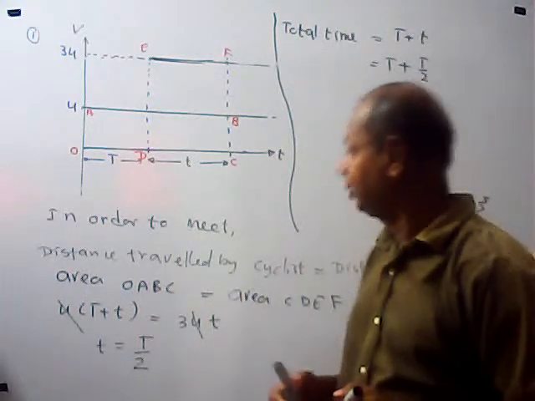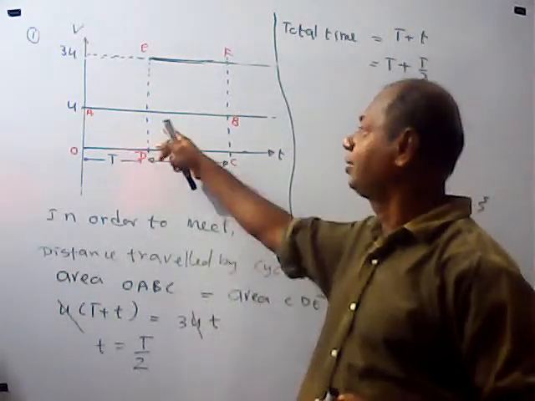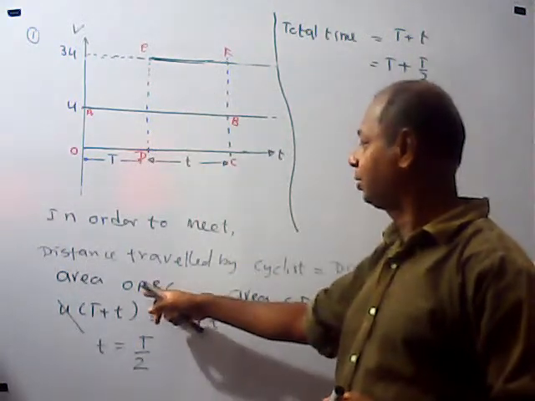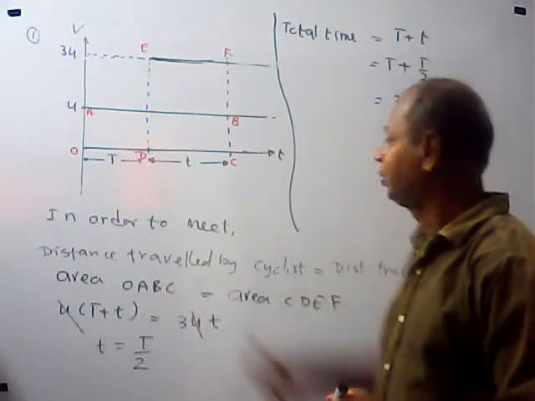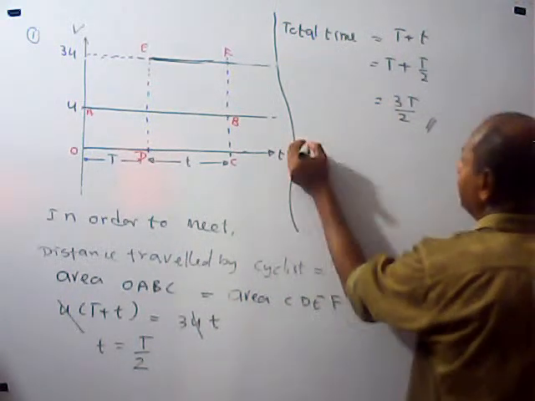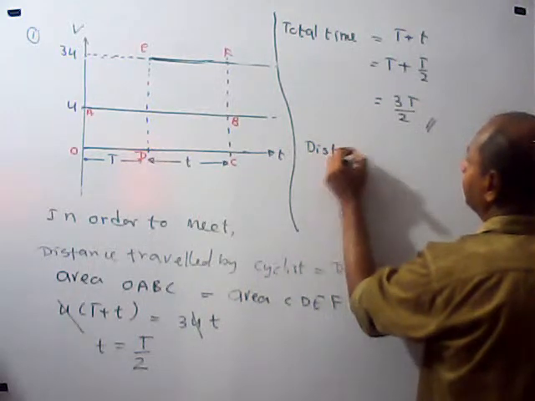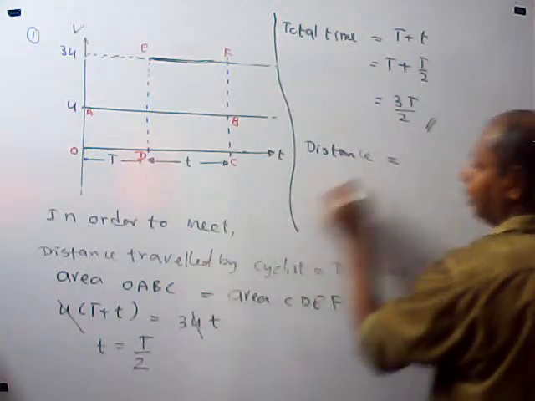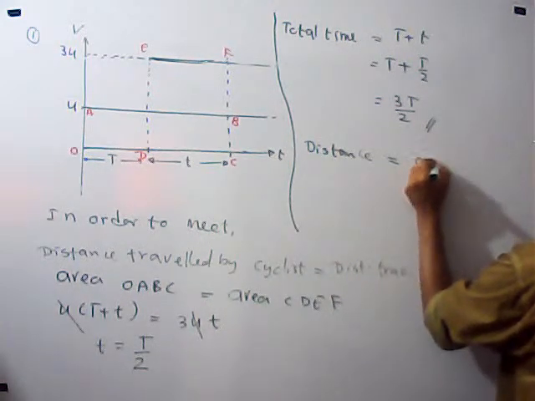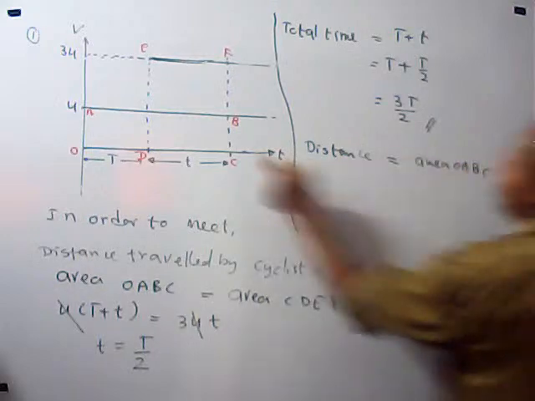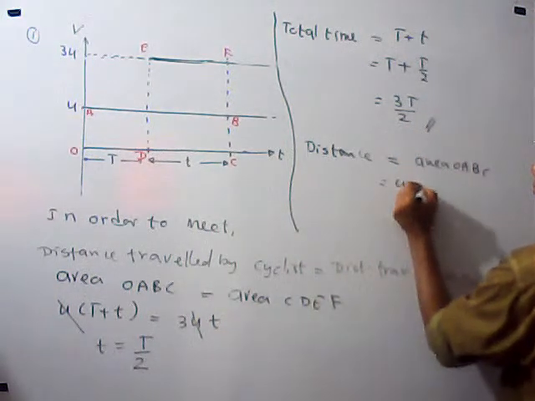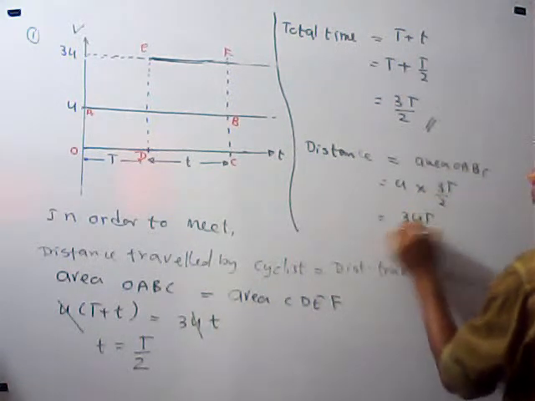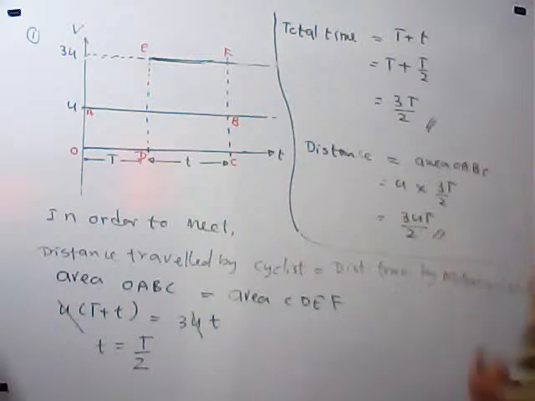And the second is you have to find the distance traveled. So distance traveled by them, the distances are equal, right? So it's enough to find distance traveled by this or the other one. Distance traveled by any of them is equal to the area of ABC. This area, so that's u into the time. Time is this 3T over 2. That's 3uT over 2. So that's the answer. It's very easy.